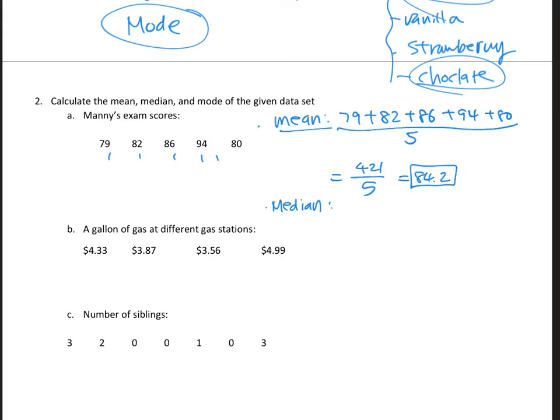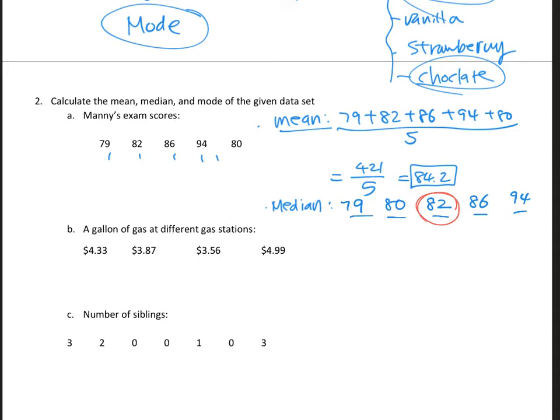Again, in order to calculate the median, first I have to arrange them in order. Is it arranged in increasing order? Nope. So I have to put the smallest number first and then the largest number at the end. So I'm going to redo my arrangement. 79, the next one is 80, 82, 86, and then 94. So now I have arranged it in increasing order. I have 5 elements, so the middle number is going to be the third element. So 82 is going to be my median.